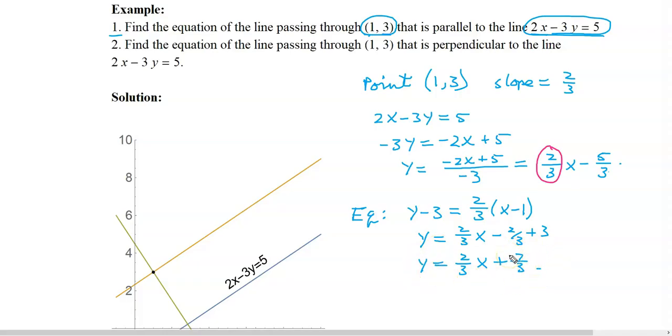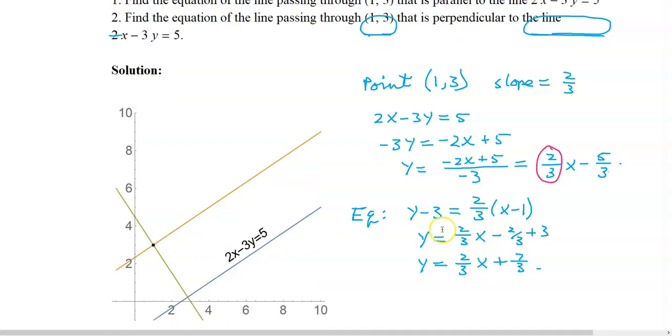And graphically, we have that over here. So right here, the blue line, labeled by 2x minus 3y equals 5, that's our original line. And the line that we found is this one right here. So that's our line parallel to this one and passing through that point right there, which is 1/3. And our y-intercept right there is 7/3. Now let's find the equation of the line that's perpendicular to this line and passing through the point 1/3.